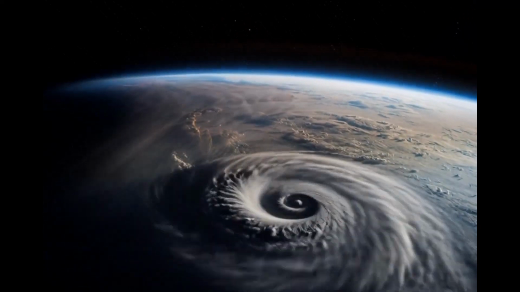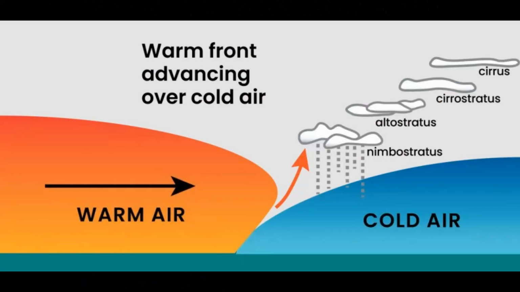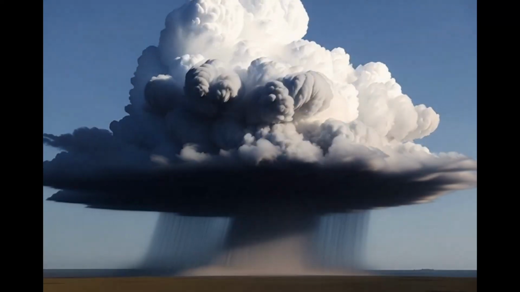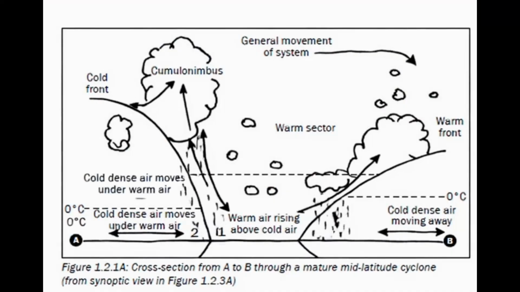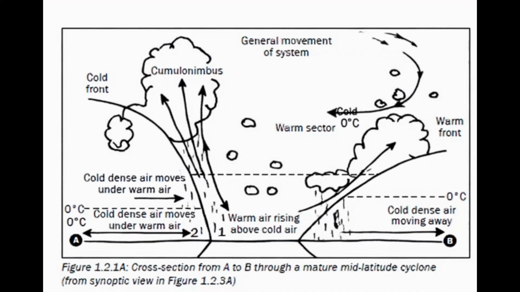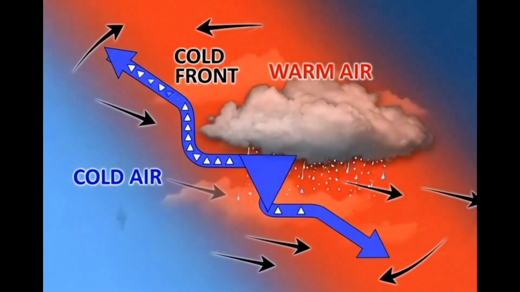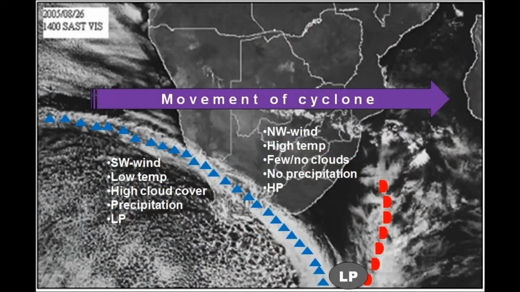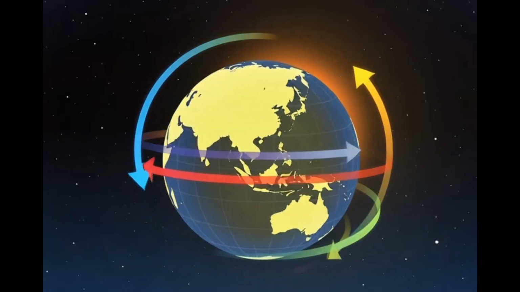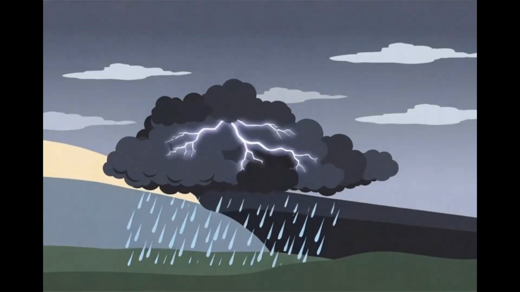A cyclone starts along the polar front. This is where cold polar air meets warm tropical air. Mid-latitude cyclones form along the polar front, where cold, dense polar air collides with warm, moist tropical air. This temperature contrast creates instability. A low-pressure system develops as warm air rises and cold air pushes underneath. The rotation begins due to the pressure difference and the Coriolis effect, marking the birth of the cyclone.